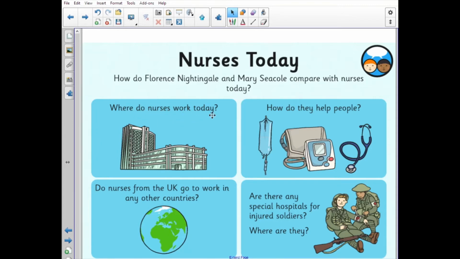Where do nurses work today? How do they help people? Do nurses from the UK go to work in any other countries like Mary Seacole and Florence Nightingale did? And are there any special hospitals for injured soldiers? If so, where are they? Maybe you could look into that.